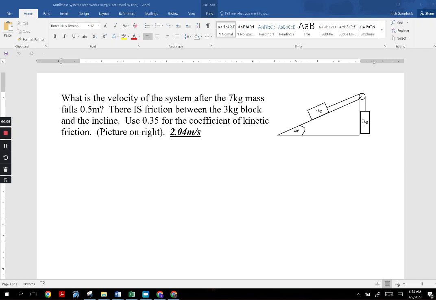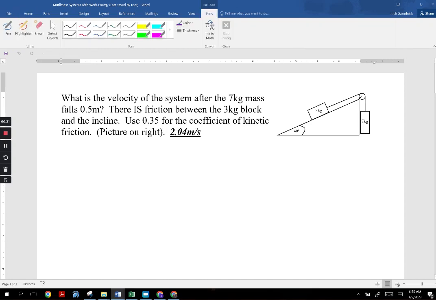But anyway, this video is intended to help you with multimass systems using energy as opposed to dynamics. There are some strategies here, but energy, as per usual, makes this problem a lot easier. We have a multimass system here on the right, where you can tell that the 7 kilogram mass is going to fall. In the past, we had to do a free body diagram for each object, sum the forces for each, and then isolate the tensions and set them equal. Now here, it's a lot easier.